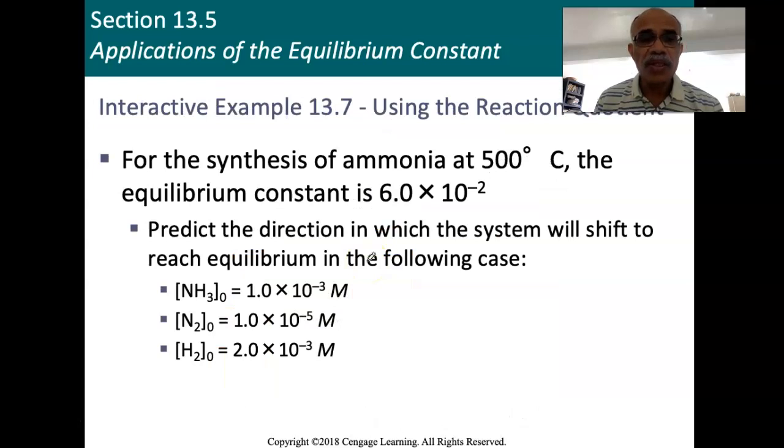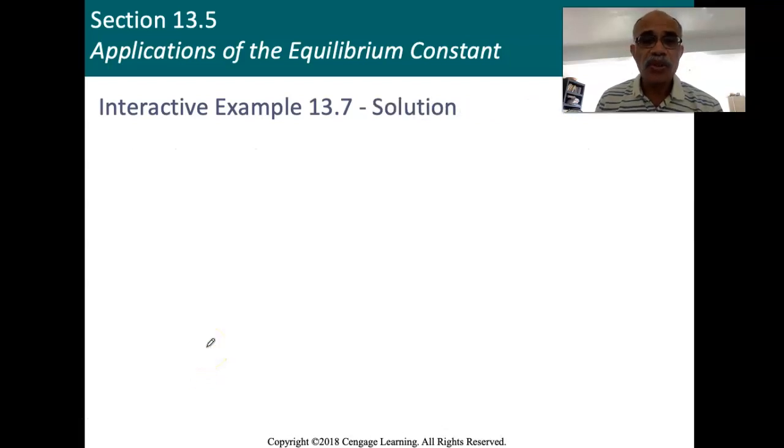Now let's consider this example. For the synthesis of ammonia, at 500 degrees Celsius, the equilibrium constant is 6 times 10 to the power of minus 2. Predict the direction in which the system will shift to reach equilibrium. So you're given the initial conditions here. Now you see the subscript used by the text. All right. So these are the initial concentrations of ammonia, nitrogen, and hydrogen.